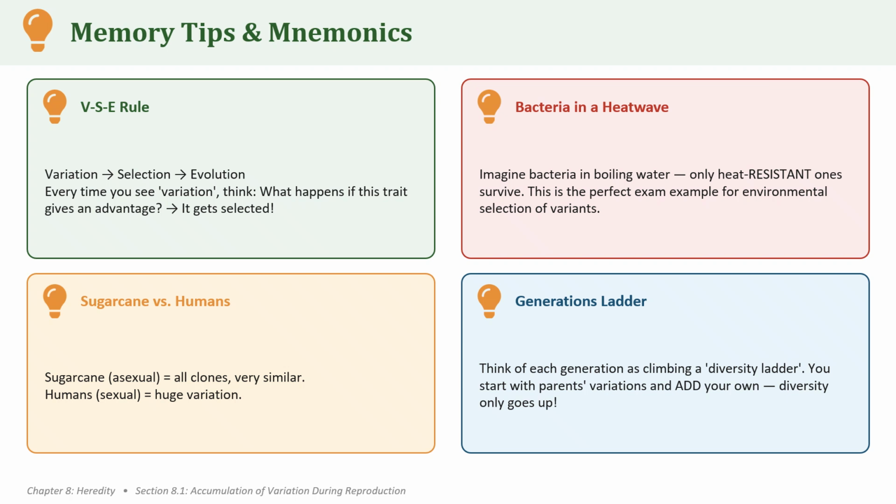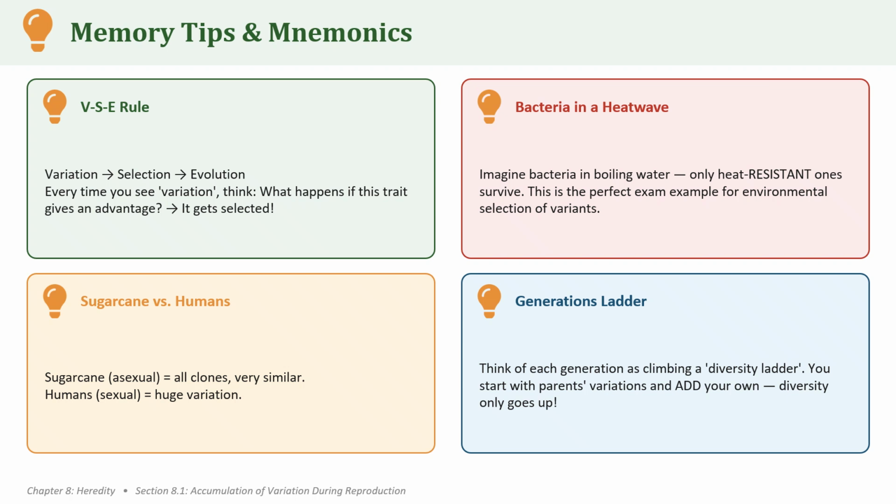So here are some memory tips and mnemonics. VSE rule: variation leads to selection, and selection leads to evolution. So every time you see variation, think: what happens if the trait gives an advantage? Yes, it gets selected. So, bacteria in a heat wave. Imagine bacteria in boiling water. Only heat-resistant ones will survive. So this is a perfect example of environmental selection of variants.